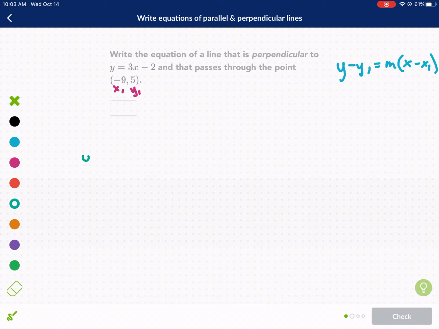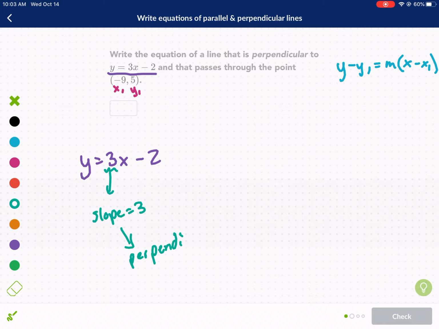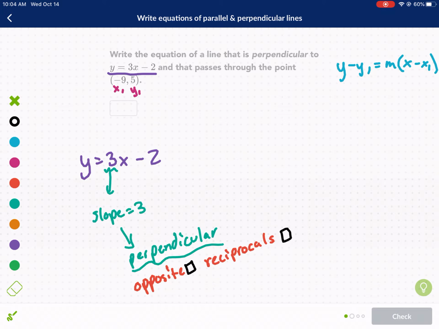Now this time, we're given the equation. We're given the equation right here, y equals 3x minus 2. But now, here's our slope. We know the slope equals 3. But now we want to find something that is perpendicular. So we need to understand what perpendicular slopes are like. Perpendicular slopes are opposite reciprocals. I put boxes here because we're going to check it off. It's kind of cool.